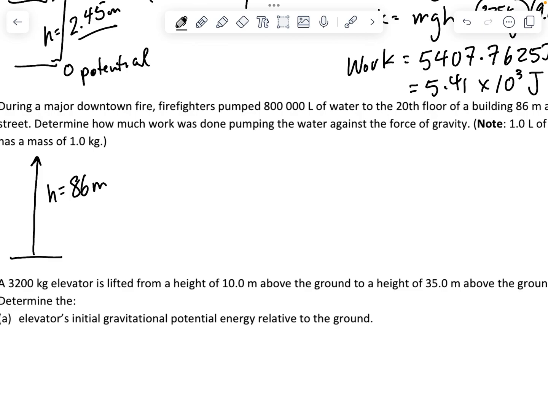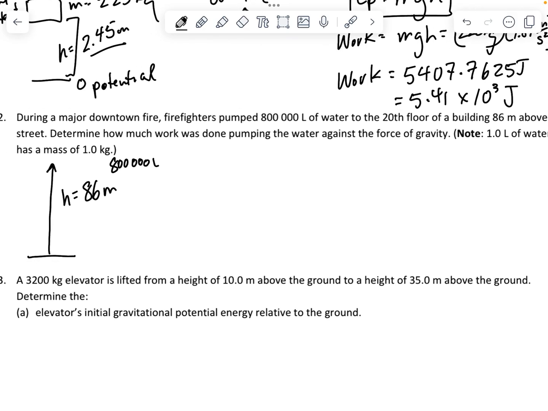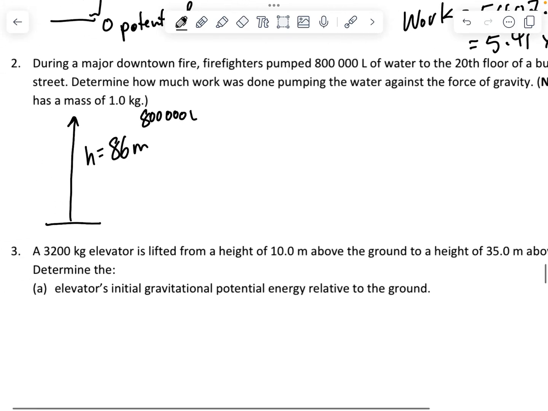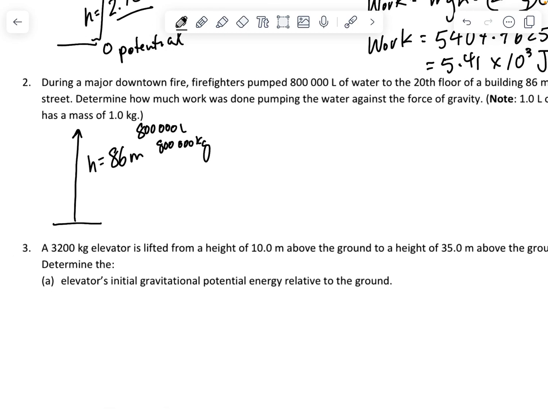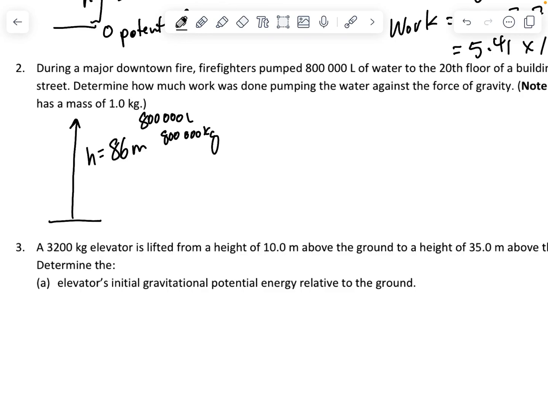It's only 2 sig digs, and there's 800,000 liters of water. Now down here it tells us that each liter of water is a kilogram. So if it's 800,000 liters, they pumped 800,000 kilograms of water. So it says, how much work was done to pump this up?